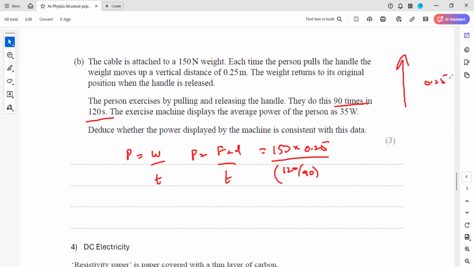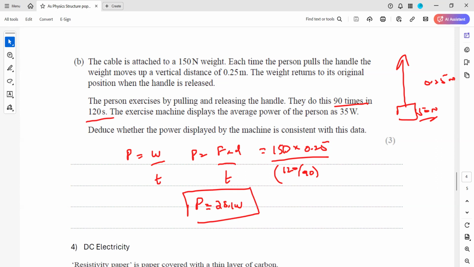The distance moved was 0.25 and the load which was lifted is 150 newtons. What's the answer here for the power? 150 times 0.25 divided by the ratio of 120 and 90. Okay, that is 28.1. So 28.1 watts.